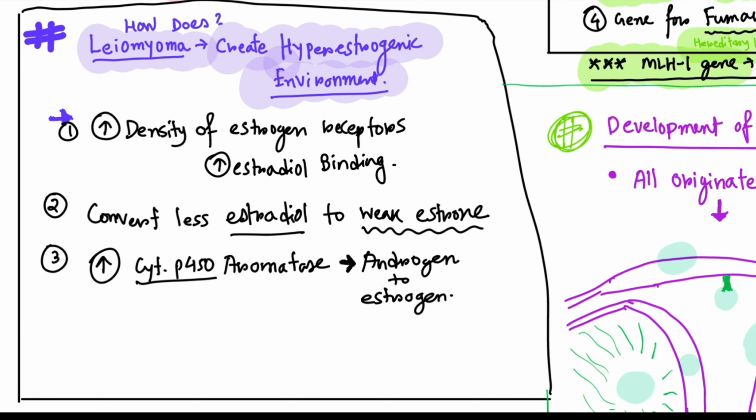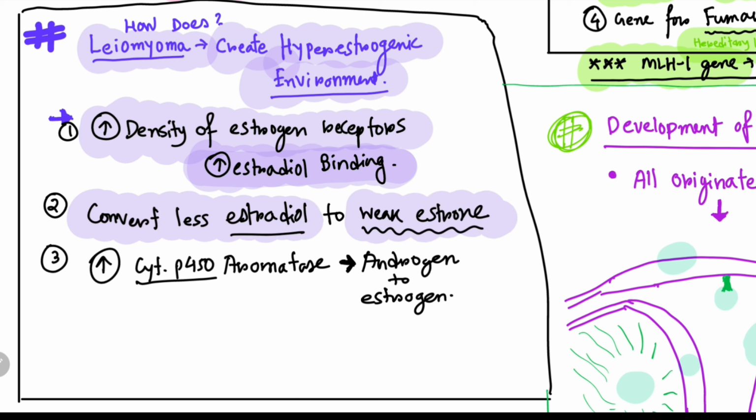Leiomyoma can create a hyperestrogenic environment, that is, more estrogen in the bloodstream or more effect of the estrogen on the tumor. So how does it achieve that? There are mostly three mechanisms for it. Number one is, inside the fibroid tissue there is a higher density of estrogen receptors, which causes increased estradiol binding. Secondly, it converts less estradiol to estrone.